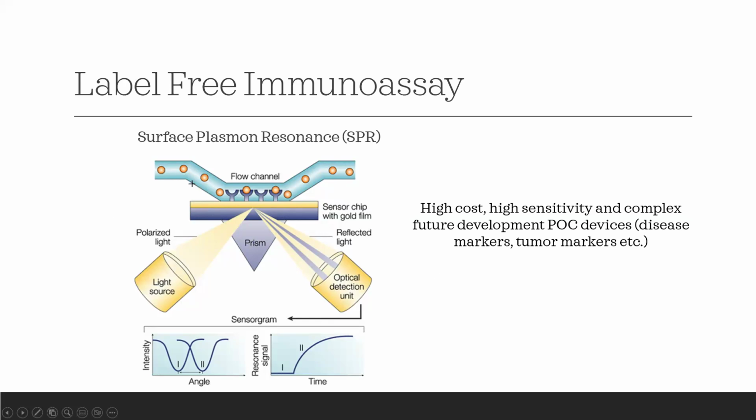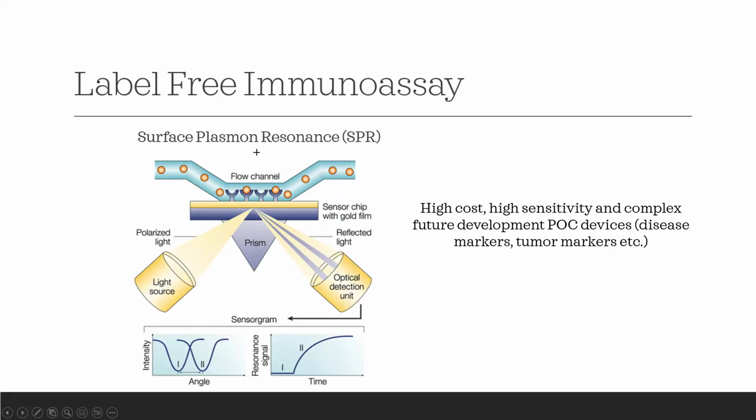As we can see from here, it looks like a very complex machine, but actually they use an optic method to detect the antigen-antibody reaction in real time. There's a flow channel here. The antigen will flow through this channel, and there are some antibodies anchored on this surface. This surface is made of gold film. There will be a light source here, and a beam of light goes to the gold film, and there will be a refraction to a detection device.